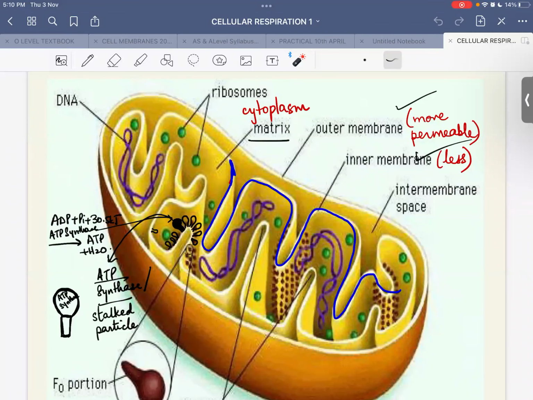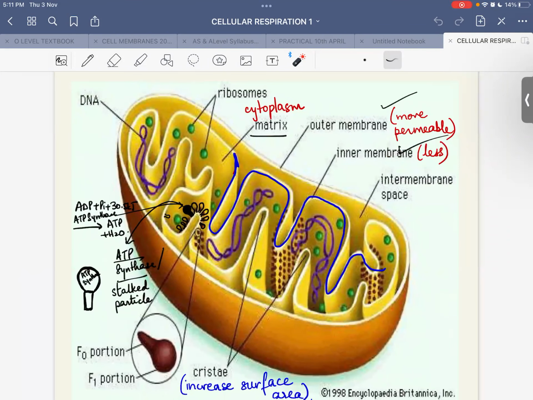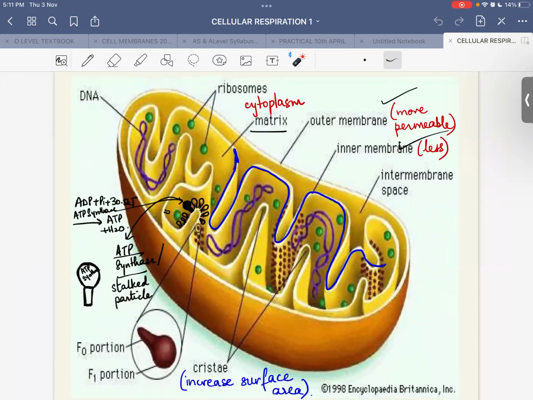Okay, so we are starting with the structure and the functions of the mitochondrion, especially in relation to cellular respiration. You can see the diagram of the mitochondrion, which shows that if we zoom into its structure through the electron microscope, we will see that it is made up of two membranes instead of one. One is the outer membrane, which you can see more clearly, and the other one is the inner membrane.